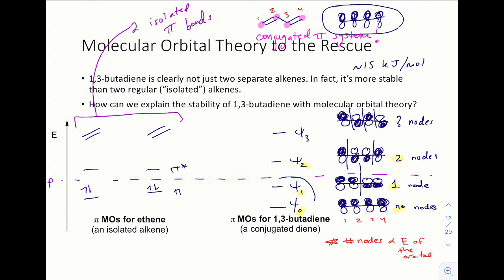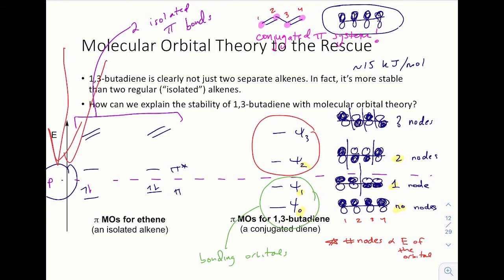We see that 2 of the orbitals are lower energy than the starting p orbital. Those are bonding orbitals. And 2 of the orbitals are higher energy than the starting p orbital, right? They're above this dotted line that represents the energy of the isolated atomic orbitals. And thus, they are anti-bonding orbitals.